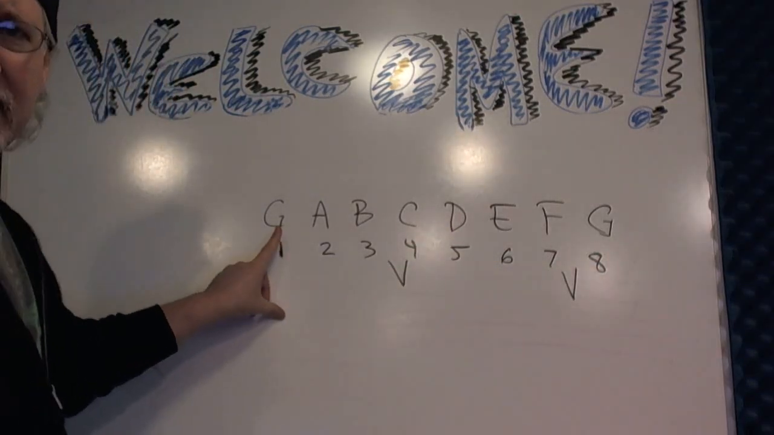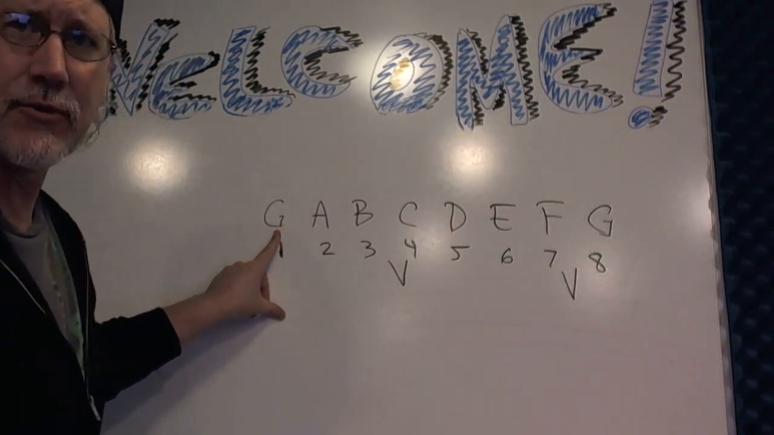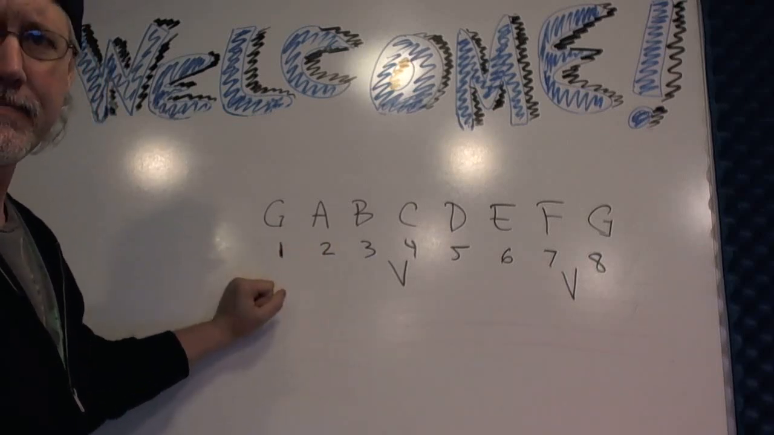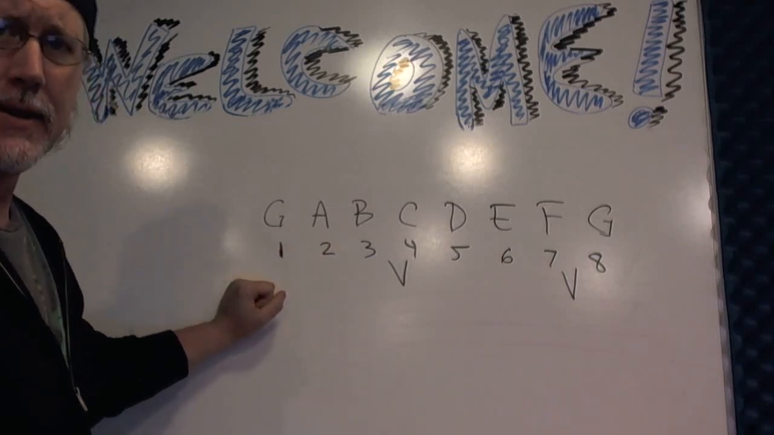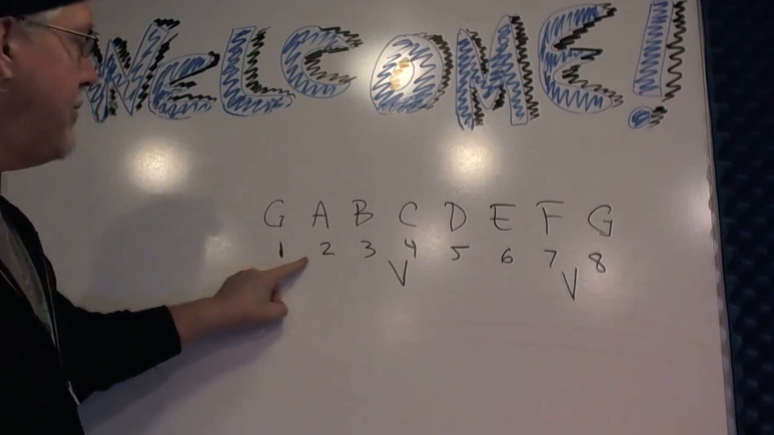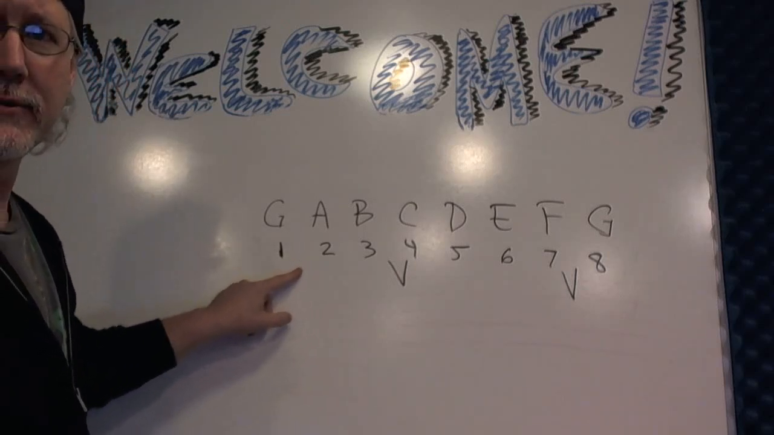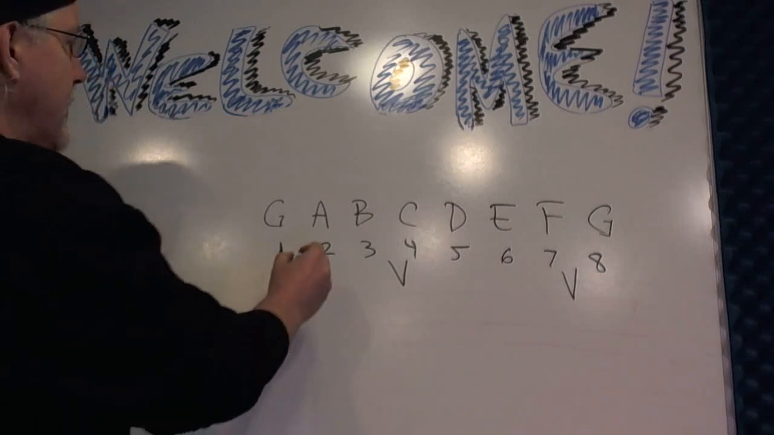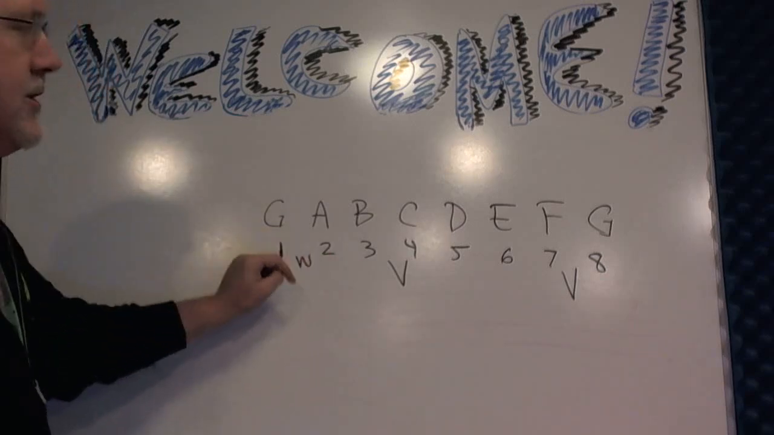Let's look at the key of G. Is the distance from G to A a whole step or a half step? What is it? Okay, it's a whole step. Are we supposed to have a whole step between 1 and 2 scale degrees in the major scale? Yes, we are. So we're going to put a W here. We have a whole step there. So that's working so far.